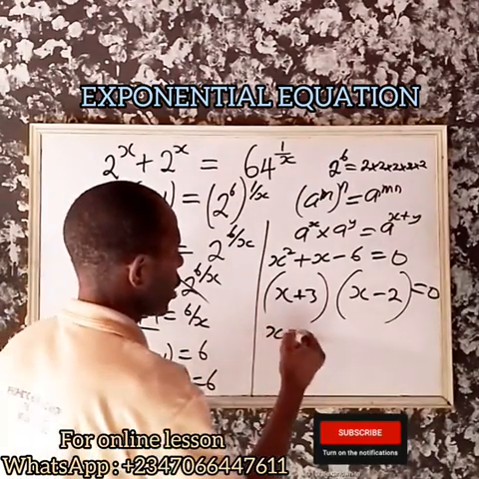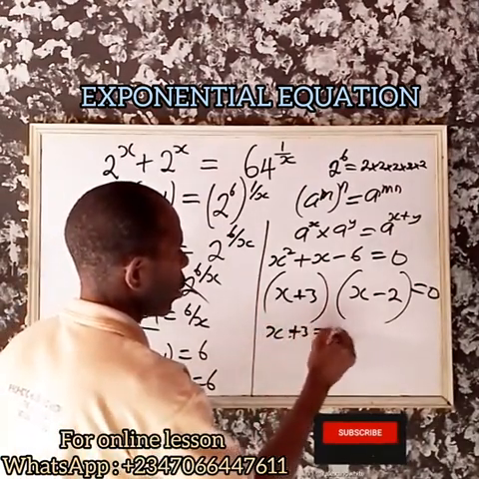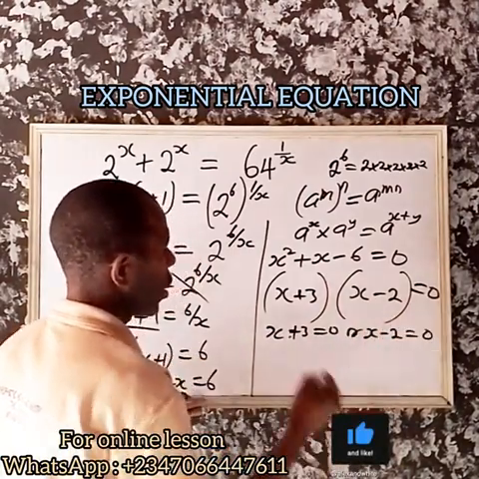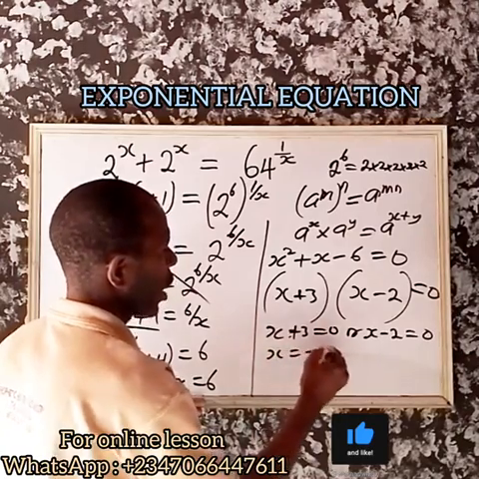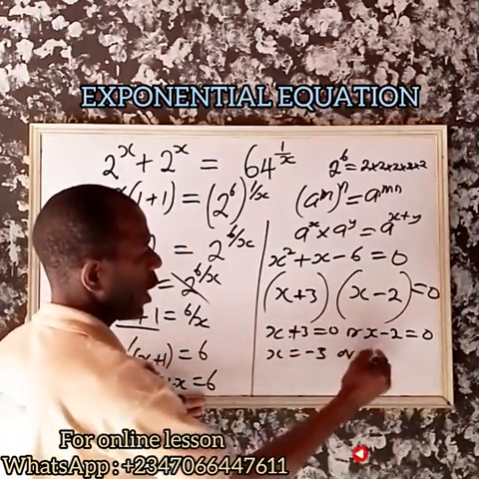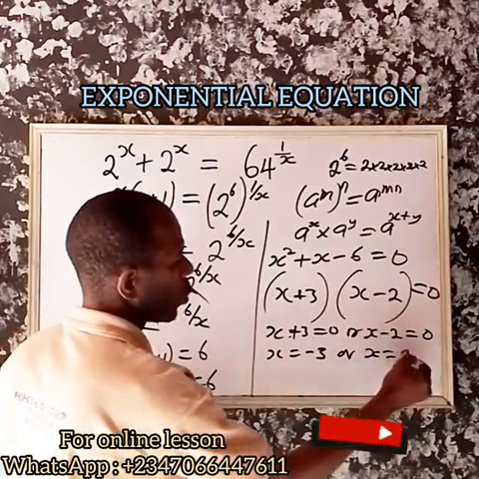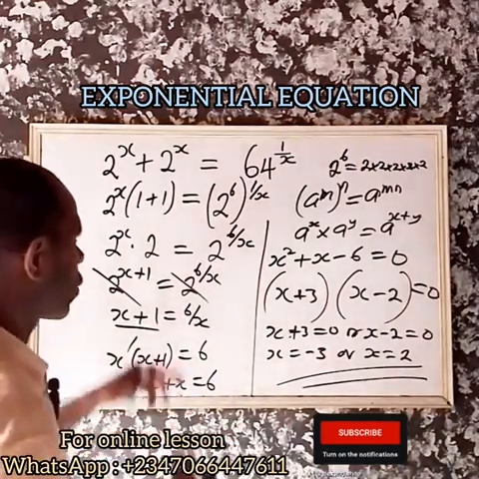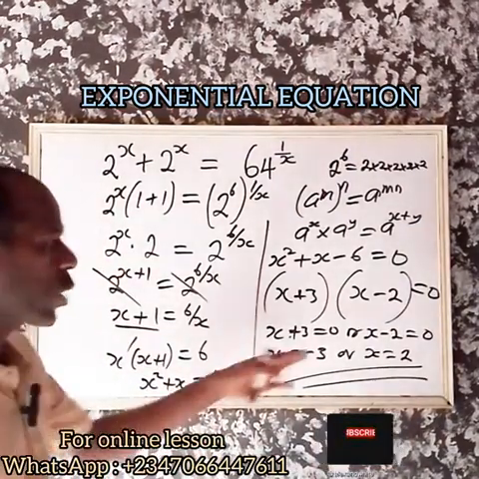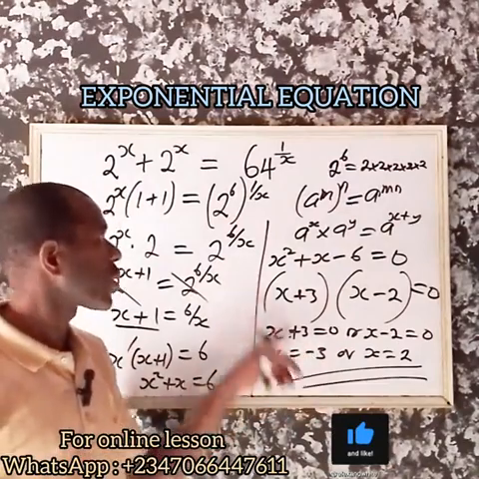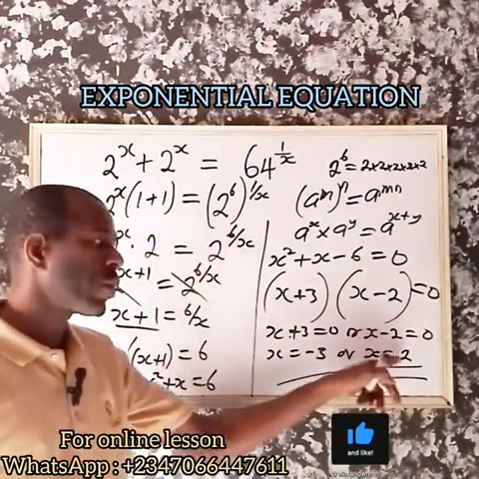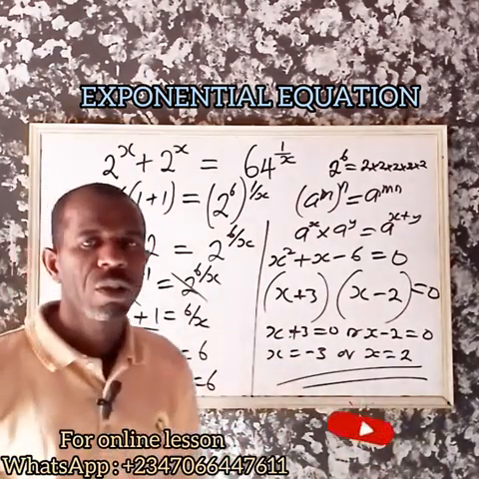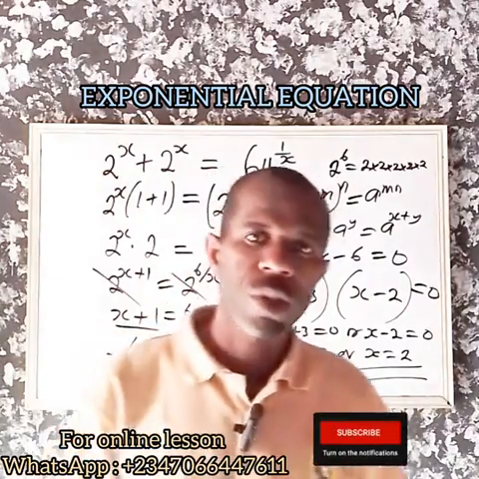So quadratically, x plus 3 equal to 0, or x minus 2 equal to 0. Then x equal to negative 3, or x equal to 2. So these are the 2 values which will satisfy this equation. You can check on your own if negative 3 can satisfy it or positive 2. So check any of the values of x. This is how far we can go in today's lesson.